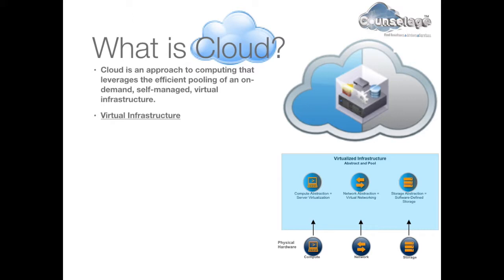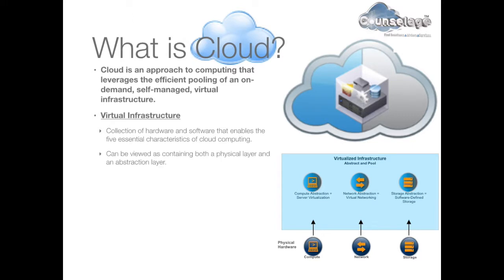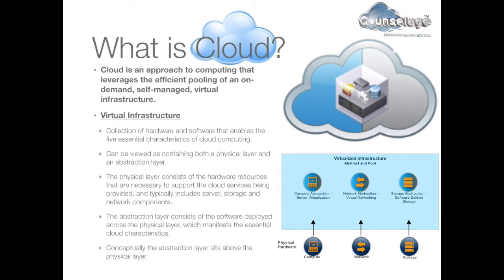The physical layer, which is the hardware, comprises compute, network, and storage. And the abstraction layer is the software layer. To summarize, virtual infrastructure is a collection of hardware and software that enables five essential characteristics of cloud computing, which we will see in upcoming slides. And it is conceptually the abstraction layer that sits above the physical layer. Now that we have seen what cloud is, it is very important to see what its components are.